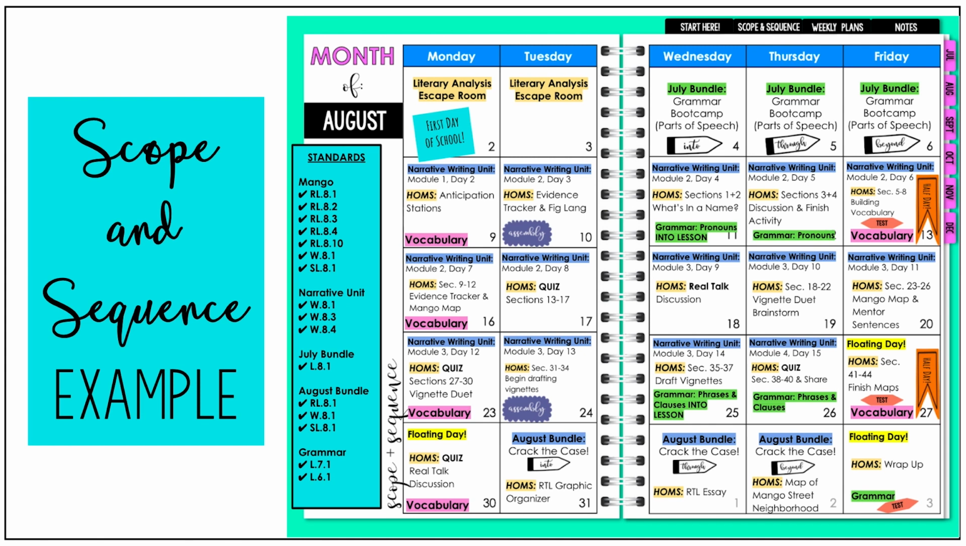So you can see that I've included, let's start with vocabulary. Okay, this is the pink that you see on the scope and sequence. I've included vocabulary on Mondays, and every other Friday I have a test. That's it.